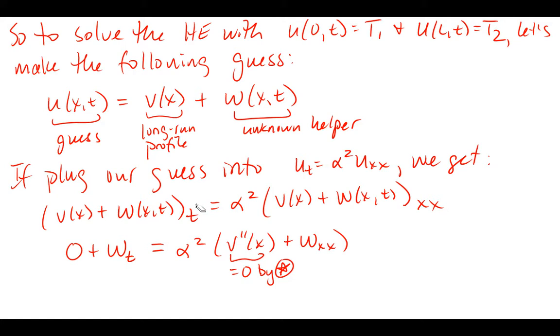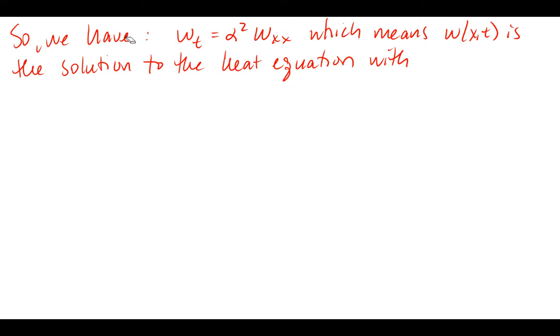In this case, we're trying to force our unknown helper to be a known helper instead of an unknown helper. In other words, who is this mystery W? Or what has to be true about this mystery W in order to make the guess a solution? So we ran it through, and this all boiled down to W having to satisfy this. Well, that's just literally the heat equation.